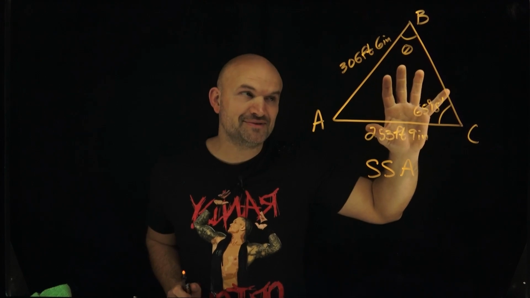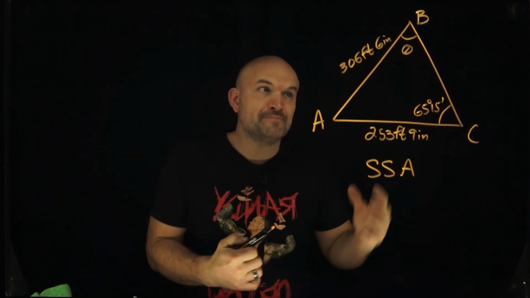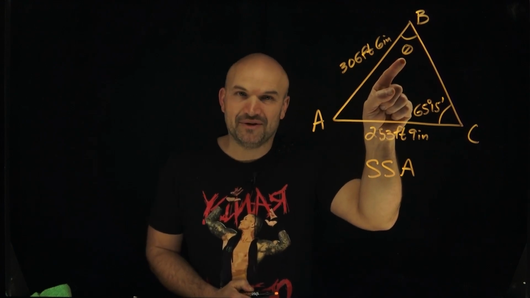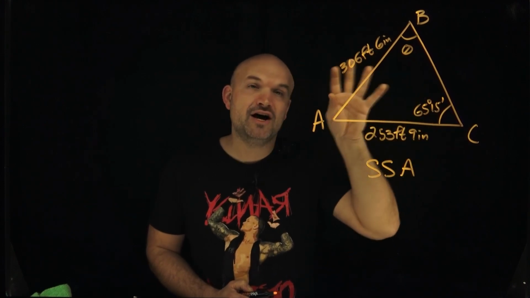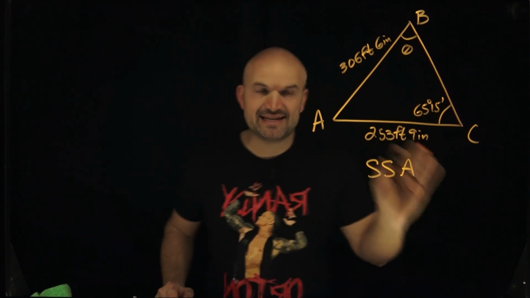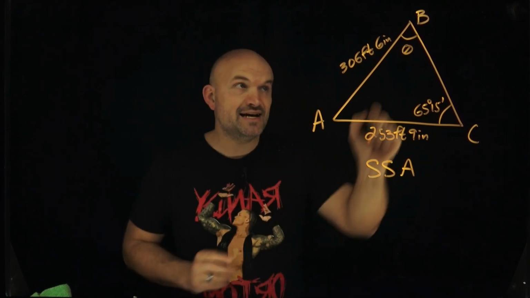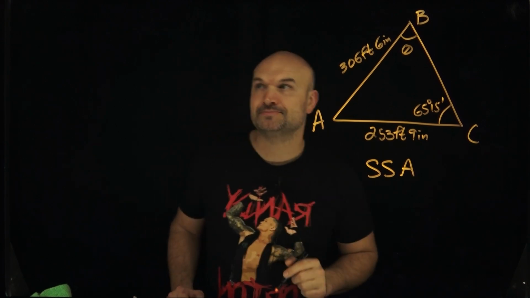So we do have a triangle, so I guess we can assume that we have one, but we're not 100% sure. Is this going to be the only angle? Or is there a trap and there's a second triangle that can be created from these values? So what we need to do here is recognize that when we have side-side-angle, we can use the law of sines to find this missing angle, but then we've got to make sure we check out for the trap.